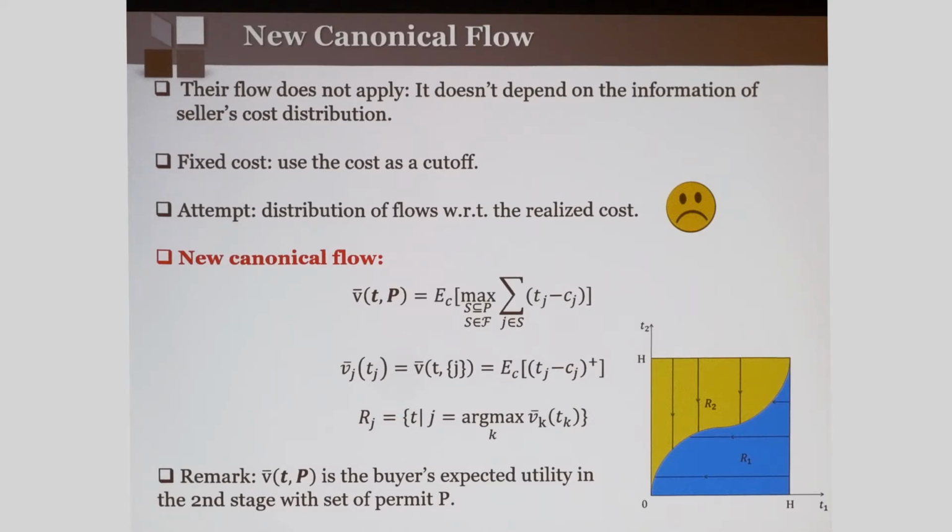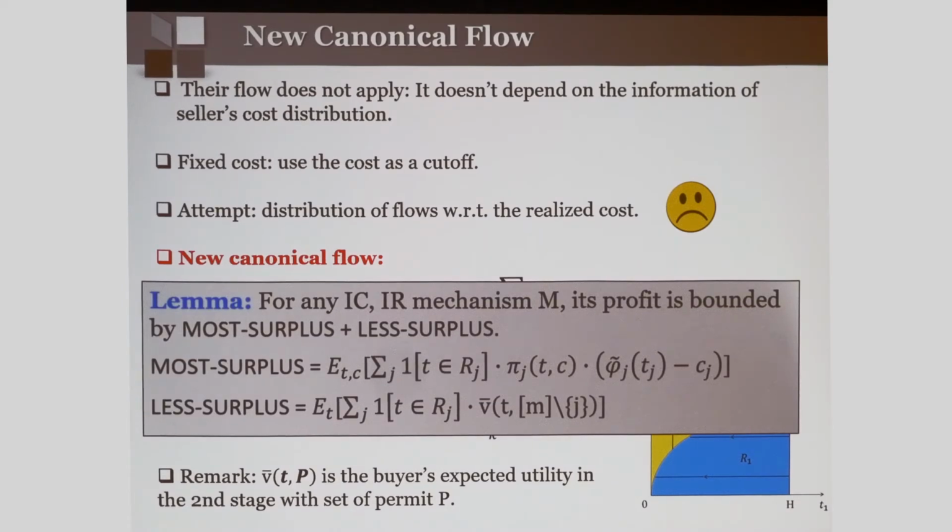Intuitively, instead of dividing the region based on the favorite item, we divide it based on the favorite permit. So the flow now looks a different shape from the previous flow, but it maintains a nice format: on each region it is upward closed on its own coordinate. Take an example, if we have a type here in R2, and if we increase the second coordinate, the new type will also be in R2. So with this nice format, we are able to prove this benchmark of the optimal profit.